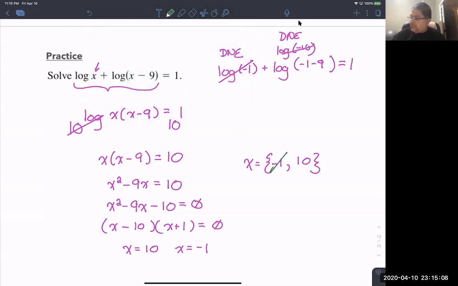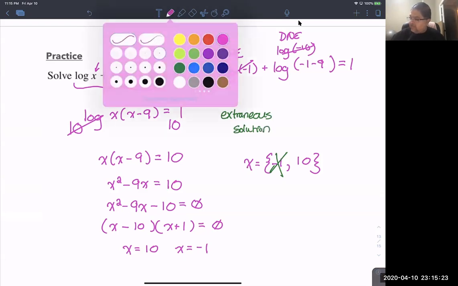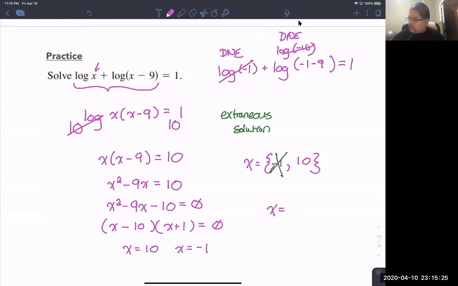So negative 1 is not an acceptable answer. It's known as an extraneous solution. It's a solution that does not work. So that means my only true answer is x equals 10.